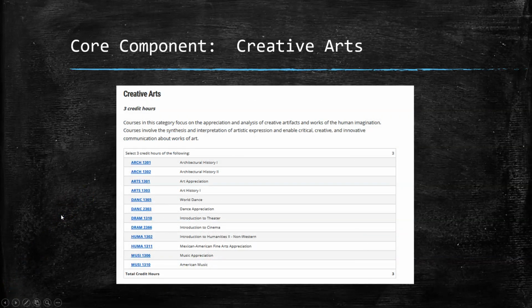You also need 3 credit hours from the creative arts core component area. So you can pick from the list. And as always, look at your major degree plan and the transfer degree plan to see if they have recommendations.